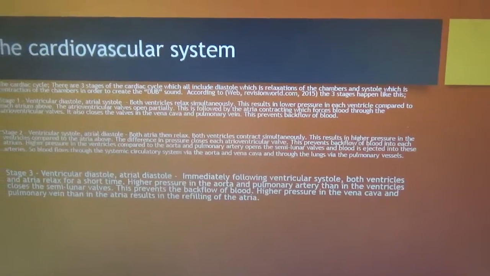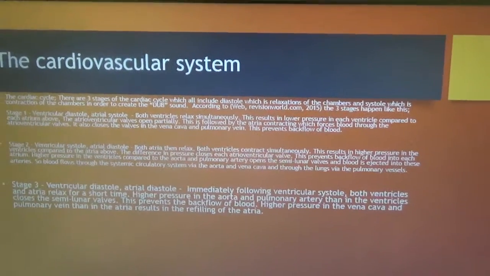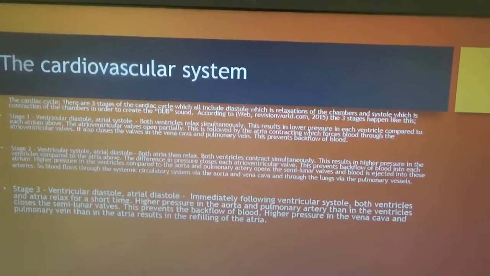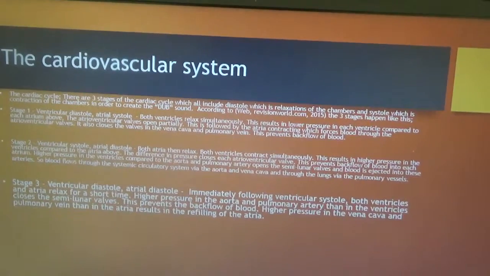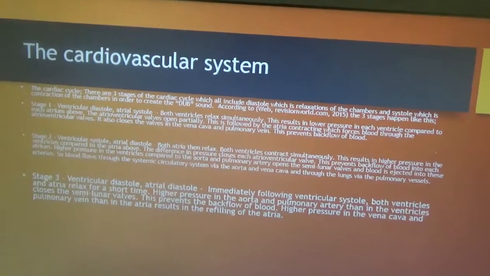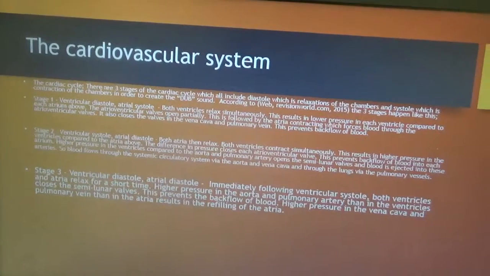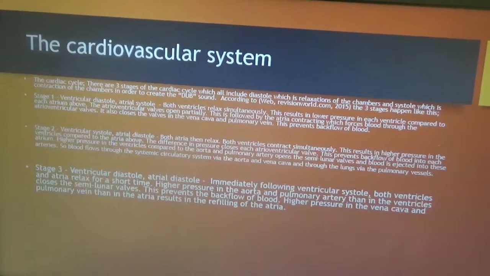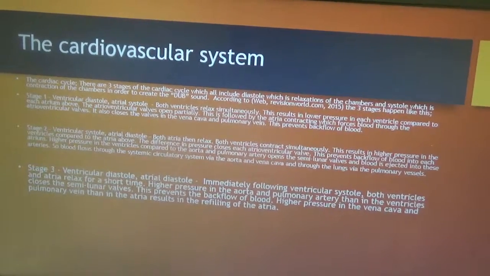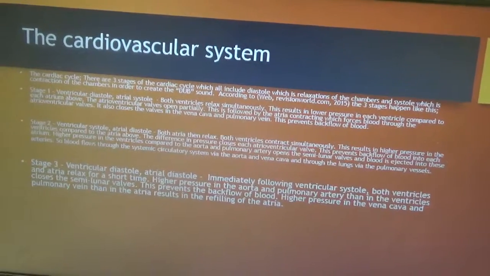Higher pressure in the ventricles compared to the aorta and pulmonary artery opens the semilunar valves and blood is ejected into these arteries. So the blood flows through the systemic circulatory system via the aorta and the vena cava and through the lungs via the pulmonary vessels.